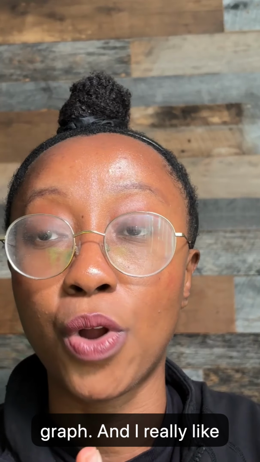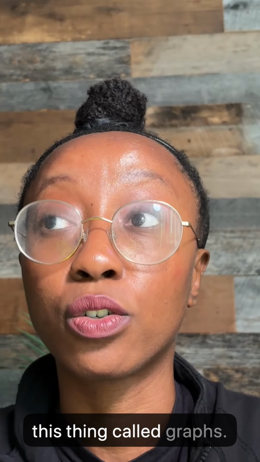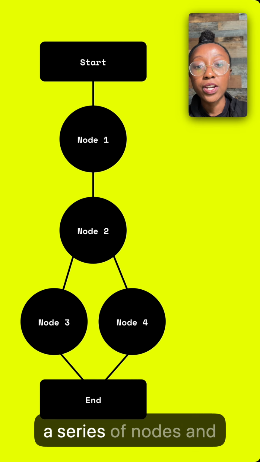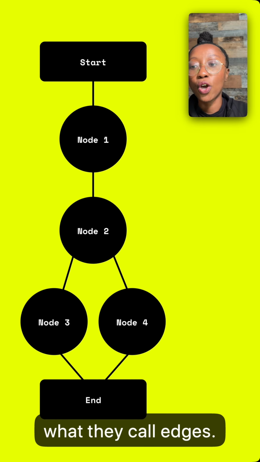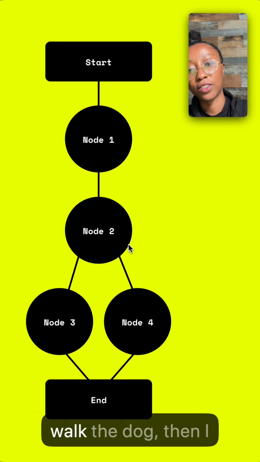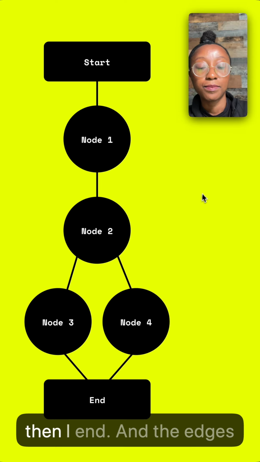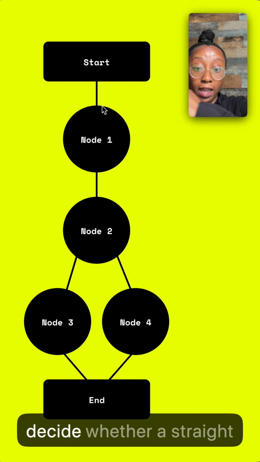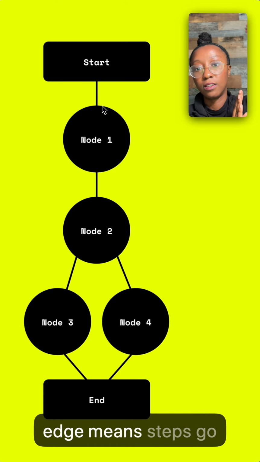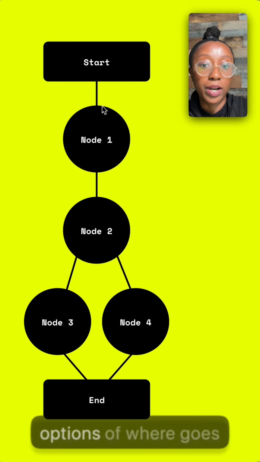And I really like how they approach workflows and how agents run, basically with this thing called graphs. Just for some context here, a graph has a series of nodes and what they call edges. Nodes are kind of like the steps in the graph. Like, first I go outside, then I walk the dog, then I decide to buy a hot dog or go back home, and then I end. And the edges decide whether a straight edge, or rather a plain edge, means steps go 1, 2, 3. A conditional edge would mean that it has some options of where it goes next.